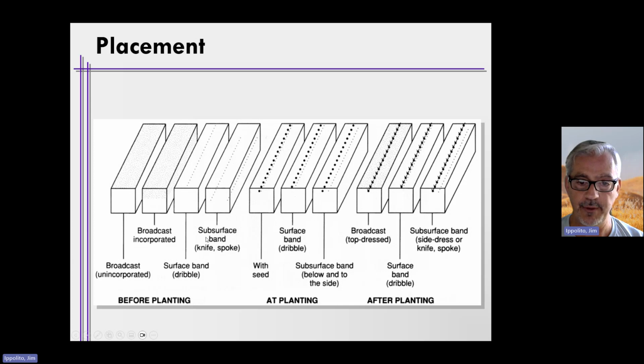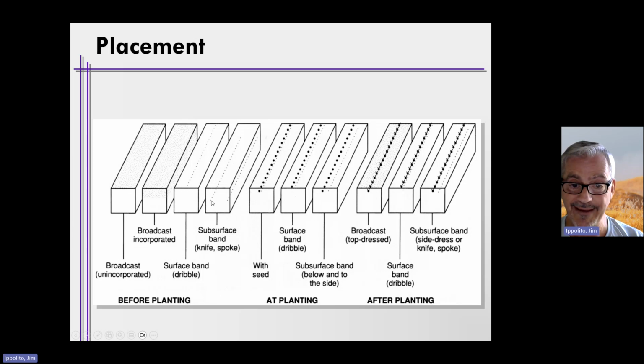Well, the placement is before planting. You can broadcast and not incorporate it. It's not going to volatilize. If it rains, it'll be moved into the soil profile. You can broadcast and incorporate it. You can subsurface band it, you can dribble it in with a liquid fertilizer. You know, you just dribble it on the soil surface. You can actually knife the liquid fertilizer in if you want.